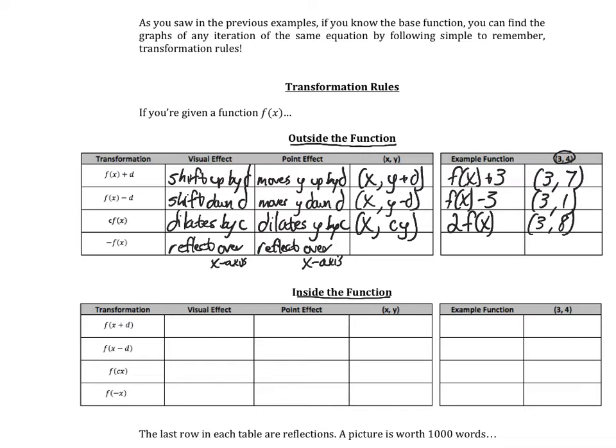If it reflects over the x-axis, and I have a point up here, let's call this point 3, 4, and you reflect it over the x-axis, that means it's down here. The x doesn't change, but the y is going to change. So in terms of the coordinate, instead of x, y, we're going to have x, comma negative y. So for example, if we have the function negative f of x, what's going to happen to my point 3, 4? As we saw above, 3, 4 is going to become 3, negative 4.